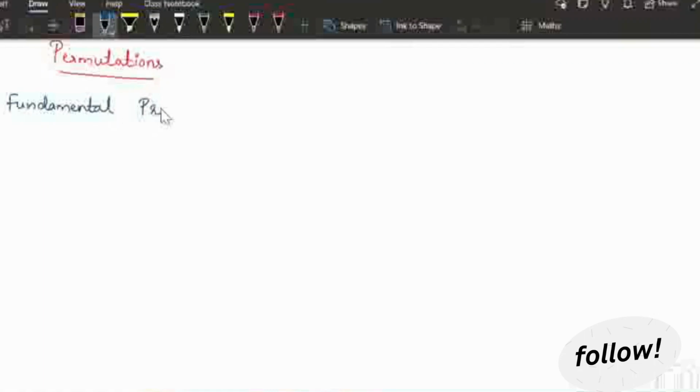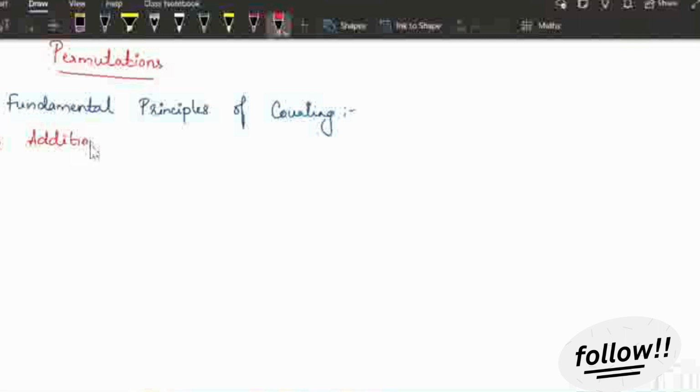Fundamental principles of counting. So we have basic principles of counting, and the entire permutation and combination concept is actually based on these fundamental principles of counting. Okay. So we have two basic principles. The first one is the principle of addition, and the second one is the multiplication principle.